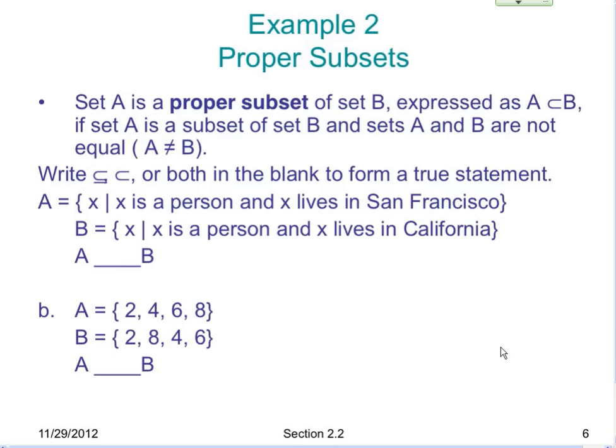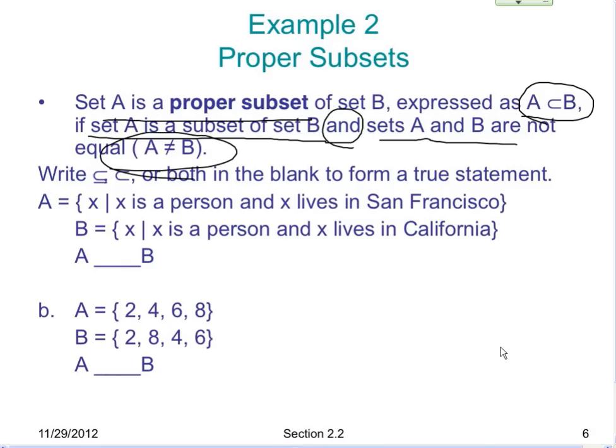So, set A is a proper subset of set B. We use this symbol right here. If set A is a subset of B and the sets A and B are not equal, then A is a proper subset. The two sets cannot be equal to be a proper subset.